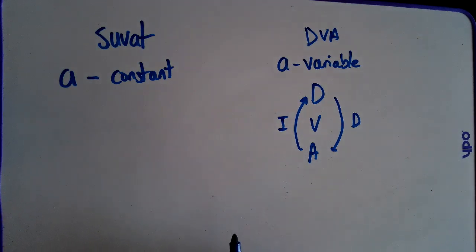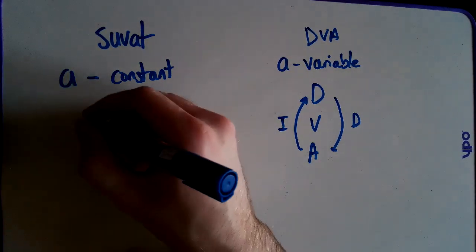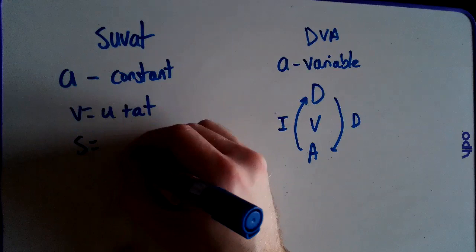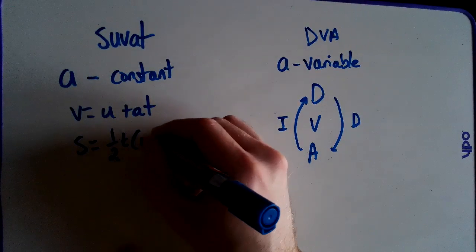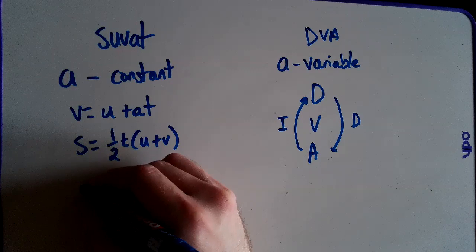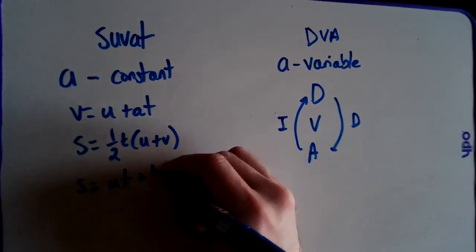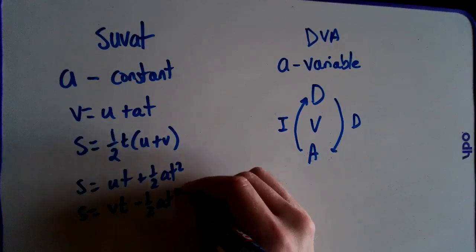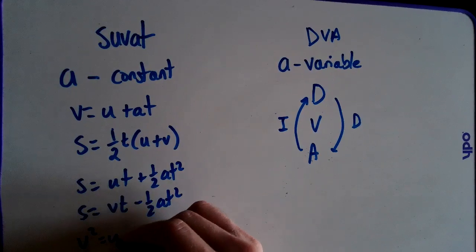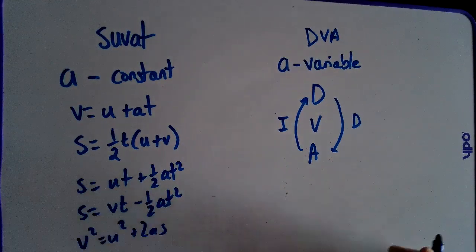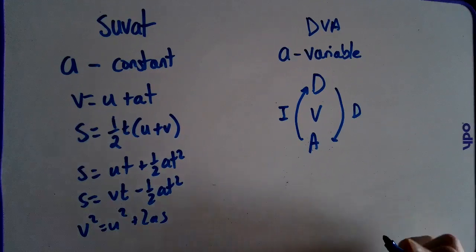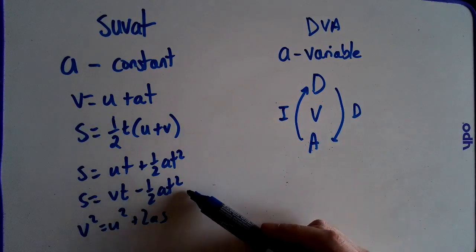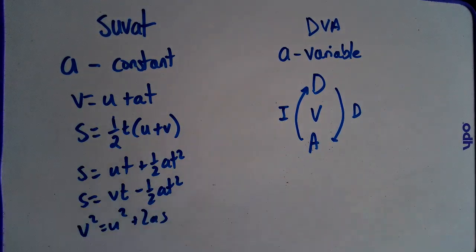Okay, suvat, you've got your 5 equations, which again, I'll just stick down here, test that I've got them all. So S is a half t times u plus v. S is ut plus half at squared. S is vt minus half at squared. And v squared is u squared plus 2as. Yeah, remember they all just come from different things. So equation of a straight line, trapezium, rectangle plus triangle, rectangle take away triangle, and that one you just have to do a bit of rearranging.